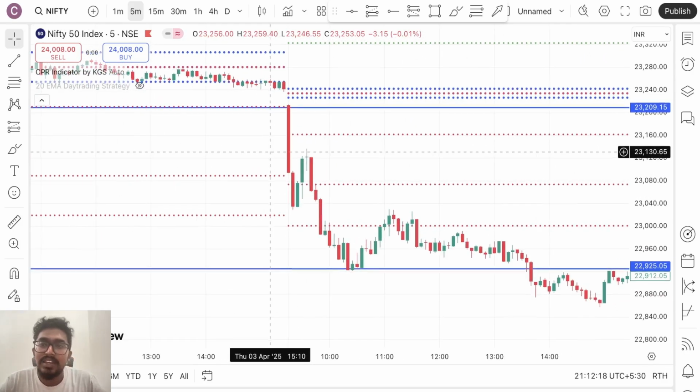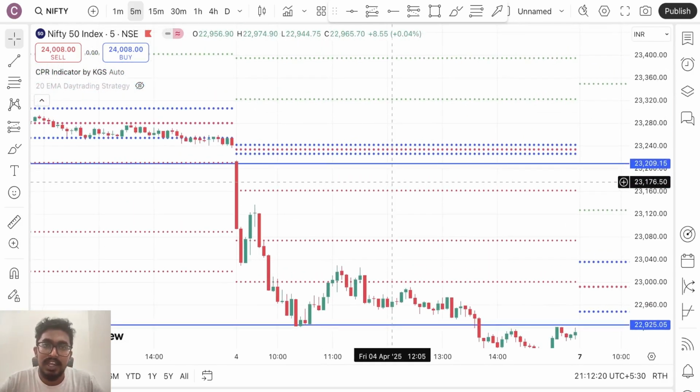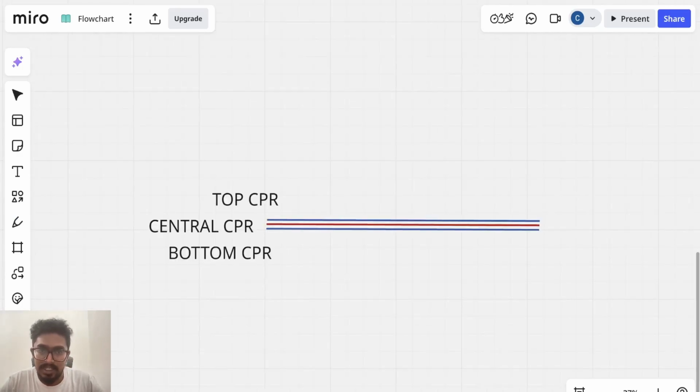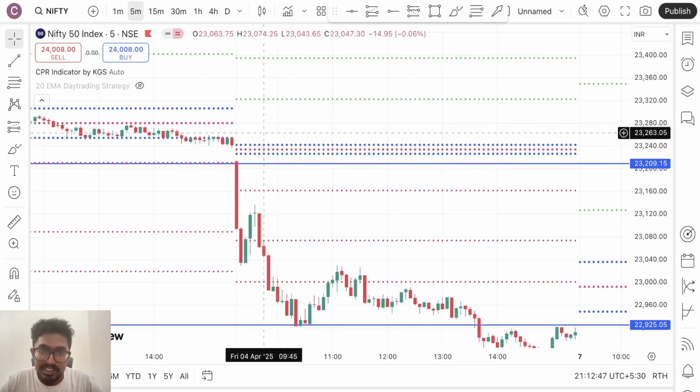So here there is a narrow CPR. Narrow CPR in the sense, you can see this is a wide CPR, and you can see the narrow CPR. The distance between the top CPR, central CPR, and bottom CPR has a small gap, in the sense it's a narrow CPR. You can see the same pattern here.